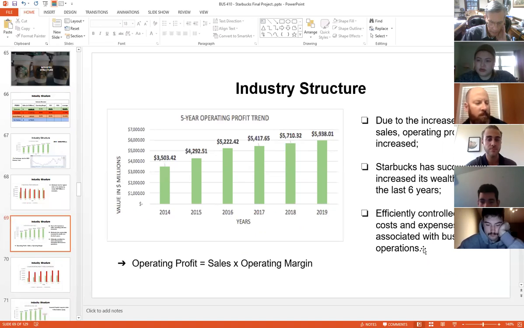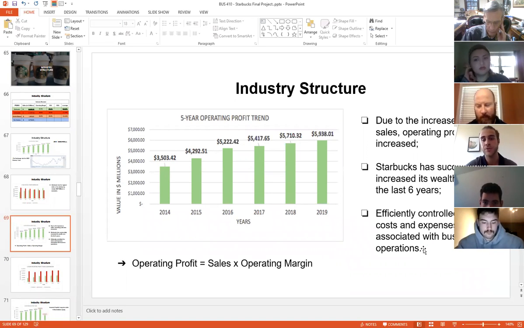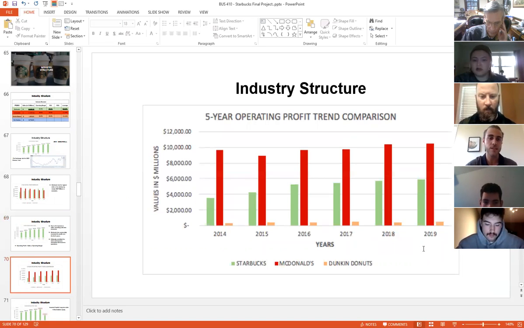Now the 5-year operating profit trend. It's sales times operating margin, and it has been increasing over the years. Due to the increase in sales, operating profit also increased, and the company efficiently controls the costs and expenses associated with business operations. And then again, comparing with its competitors. McDonald's is pretty profitable, aren't they?